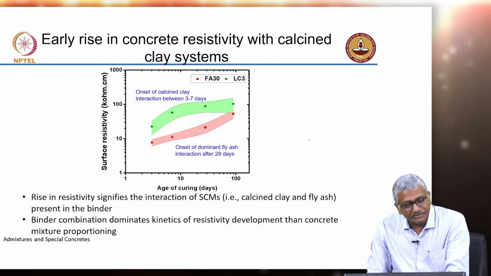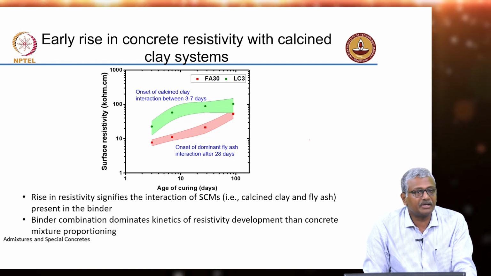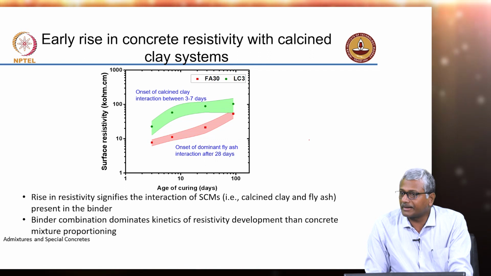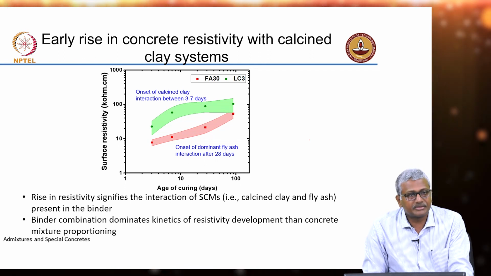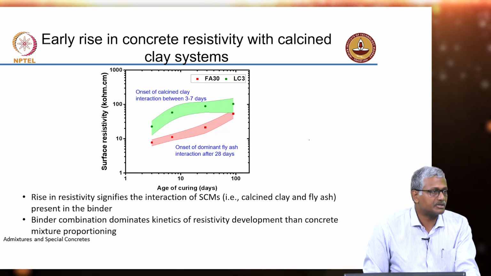But once again, the trend is the same. Calcined clay resistivity increases rapidly at early ages. Fly ash based systems start interacting later. Beyond 7 or 14 days is when you start really getting the benefits from fly ash significantly.